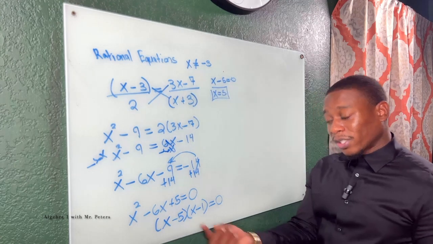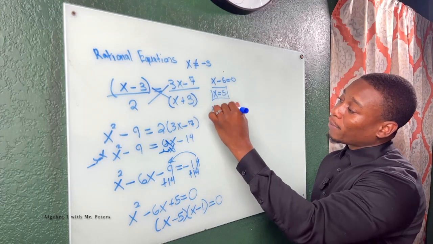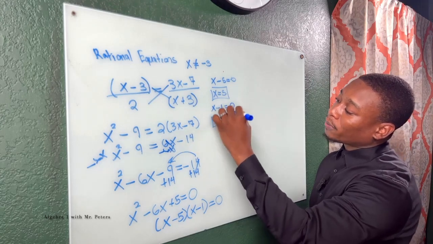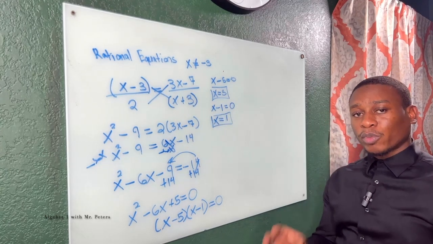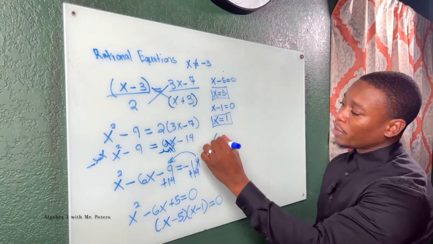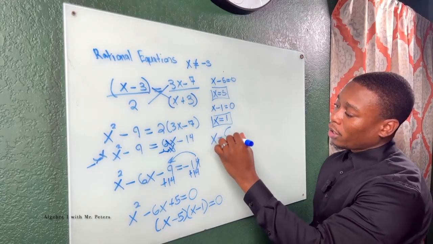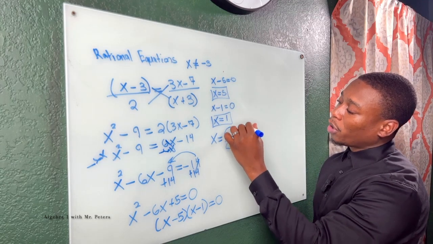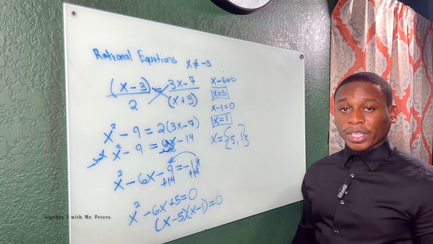And then when we go to our second factor, x minus 1 is equal to 0. So we know x is equal to positive 1. You may also see it expressed as a solution set, meaning x is equal to, and then we have in braces both our answers. So 5, 1, and then we close those braces.